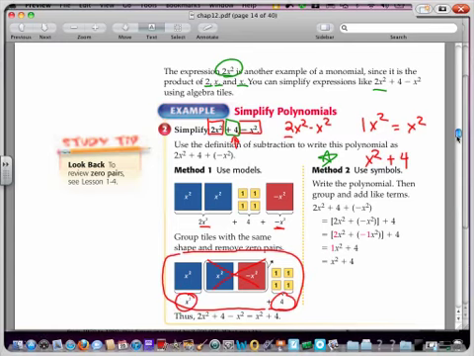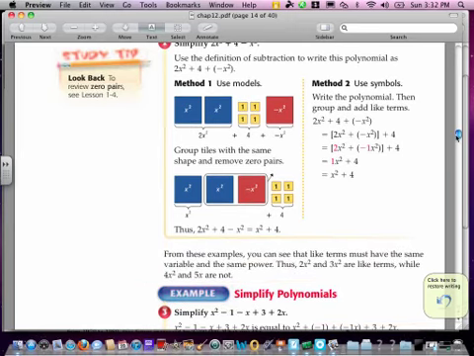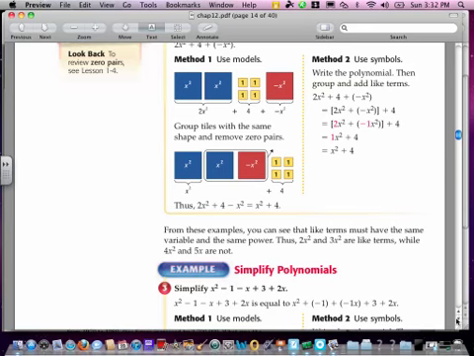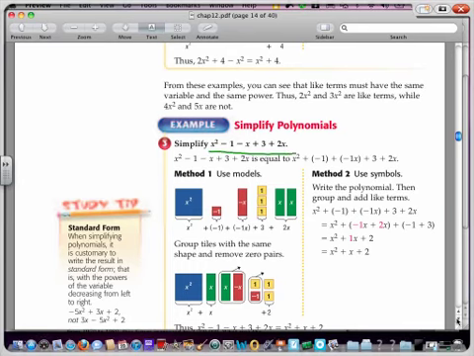I'm not a big fan of doing this. It's good to understand it, so if it doesn't make sense, that's okay. We just don't have the tiles to play around with that, so I don't really have a way for you to do it other than to look at it in the book when they do it. But let's take a look at the next one.